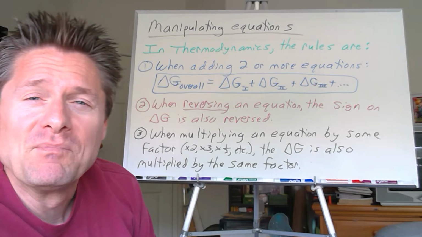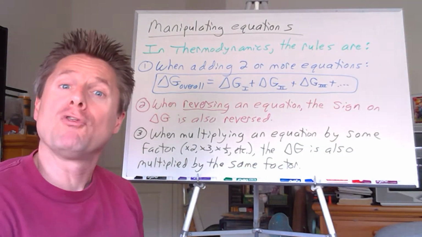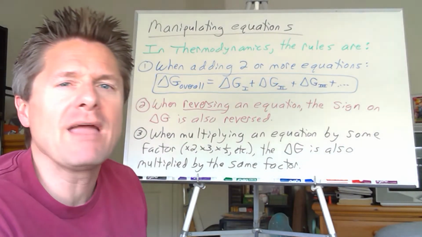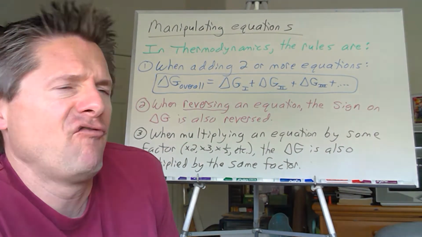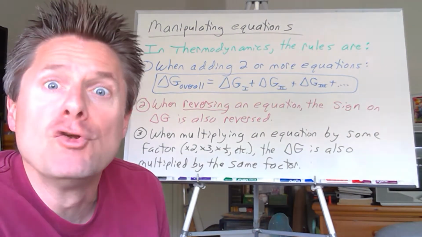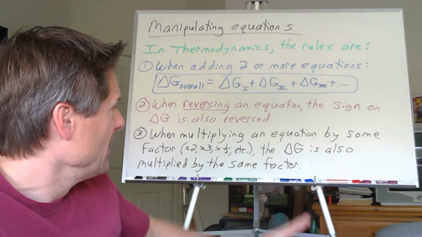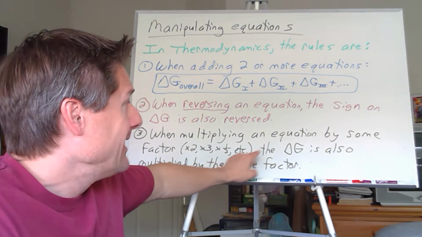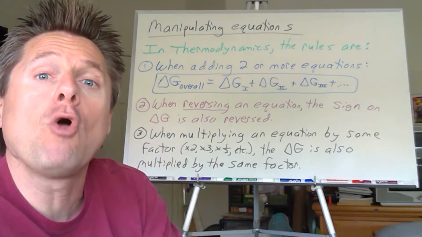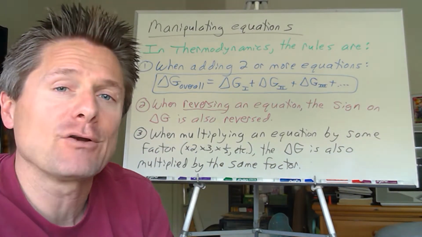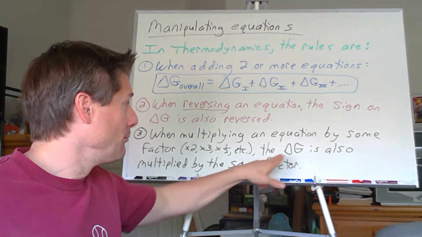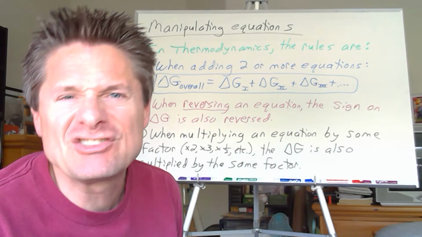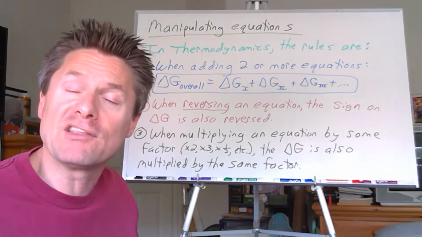All right, number 3. If you have to manipulate an equation by multiplying it because the coefficients are wrong, when you add the equations, the coefficients don't work out. So maybe you have to multiply an equation by 2 or 1/4 or whatever, some numerical value n. So when I multiply an equation by some factor n, which could be anything, the delta G for that reaction is also multiplied by that exact same factor. So if I multiply an equation by 2, I have to multiply the delta G by 2 because delta G's in thermodynamics are extensive properties. They depend on how much of the substance there is.